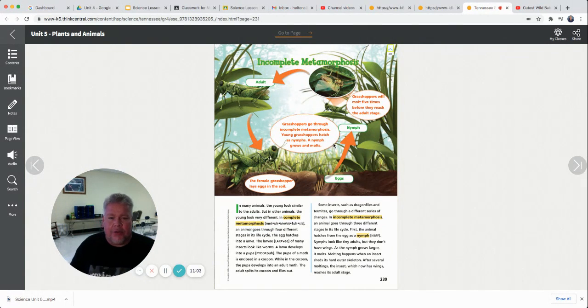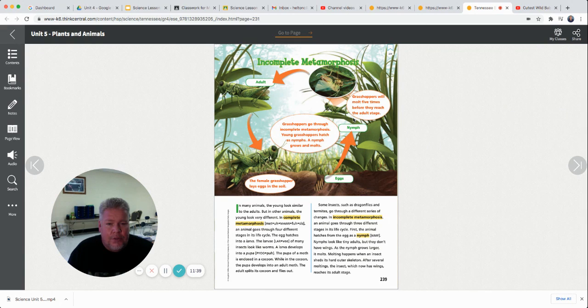And some animals go through incomplete metamorphosis. Remember, the complete metamorphosis has 4 parts: egg, larva, pupa, adult. Incomplete metamorphosis only has 3 parts. They go from eggs to a nymph, which is like a little baby grasshopper, and then they turn into an adult. The nymph is just a smaller version of that. So the female grasshopper lays eggs in the soil. Grasshoppers go through incomplete metamorphosis. Young grasshoppers hatch as nymphs, just little baby looking grasshoppers.